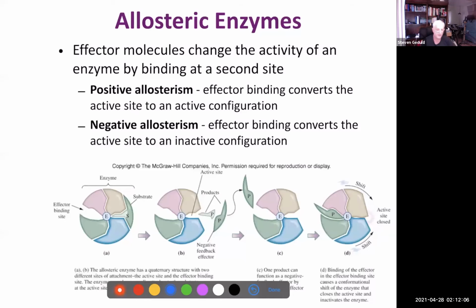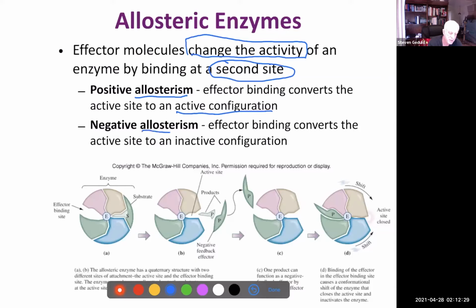Allosteric enzymes: these effector molecules change the activity of an enzyme by binding at a second site. They do not bind to the active site, they do not modify it directly, but they bind to another site. So if this is the enzyme, with positive allosterism, the effector binding converts the active site to an active configuration. Negative allosterism, effector binding converts the active site to an inactive configuration. Positive allosterism, it goes faster. Negative allosterism, it goes slower.